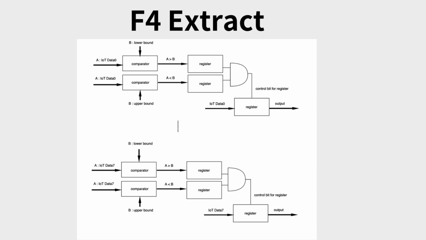Now I will talk about the fourth function, extract. In this function, we will first let one set of IoT data be compared with the upper bound and lower bound. In this function, the output must be bigger than the lower bound and smaller than the upper bound. The output of the comparator will be the input of an AND gate. The output of the AND gate will be the control bit of a register, where the register will output the IoT data if the IoT data satisfies the condition of extract.